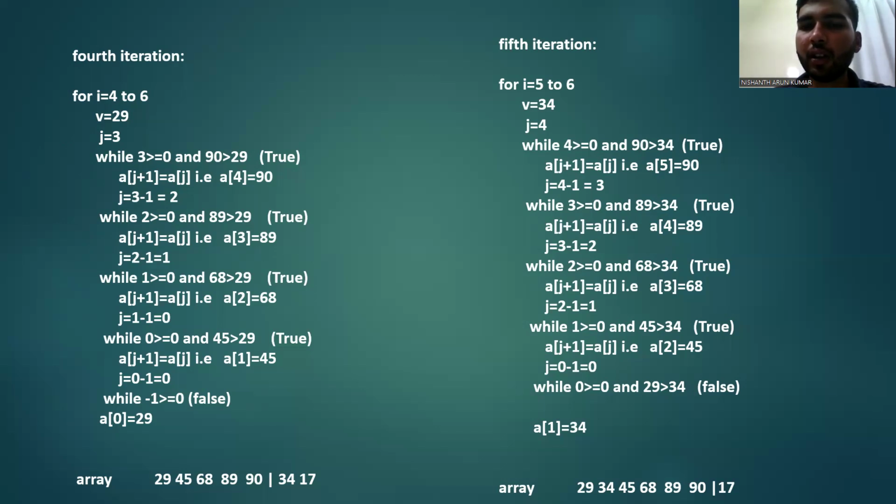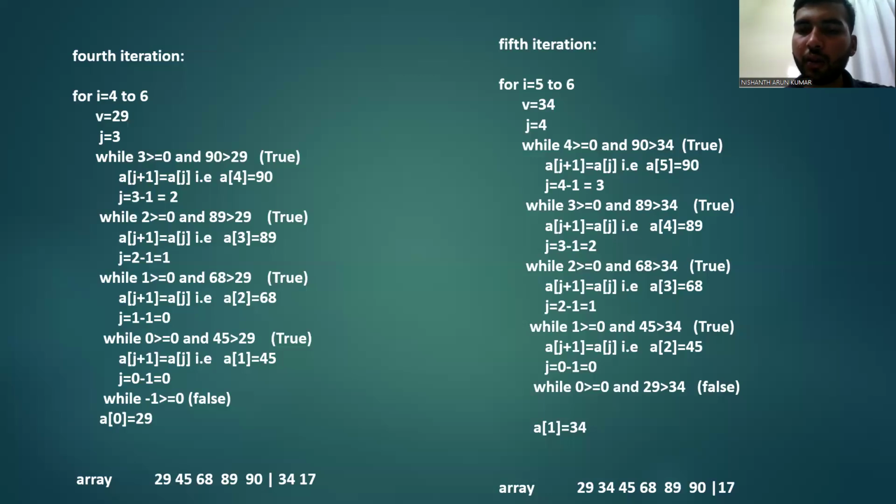It is true. A of j plus 1 is equal to A of j, so that A of 4 is equal to 89. j is equal to 3 minus 1 is equal to 2, while 2 is greater than or equal to 0 and 68 is greater than 34, it is true. A of j plus 1 is equal to A of j, so that A of 3 is equal to 68.